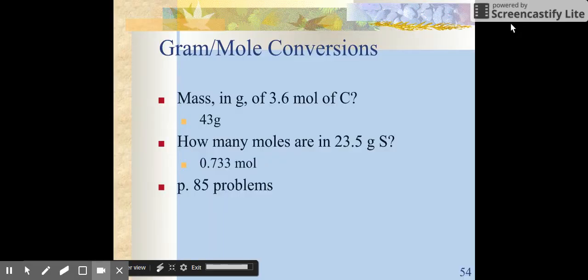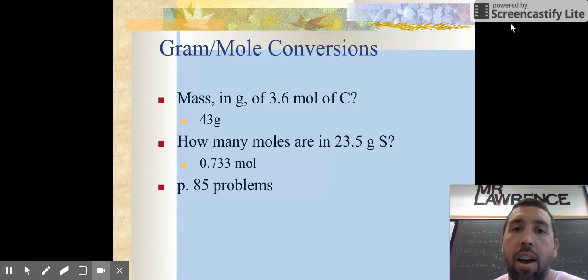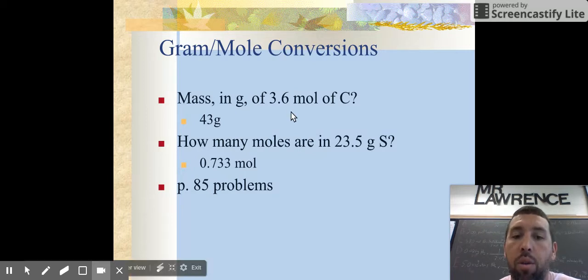Hey class, today we're going to be going over the conversion problems. So you're getting a worksheet, but I wanted to show you a couple of examples that you did in class yesterday and a couple examples today in class to help walk you through how to do conversion problems.